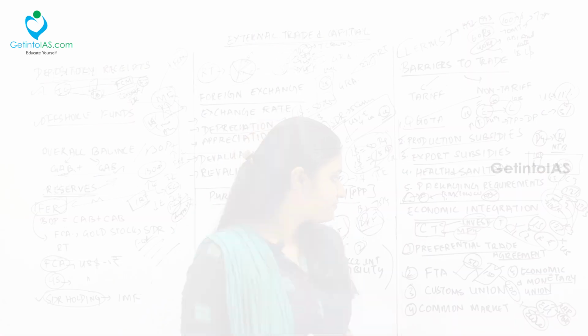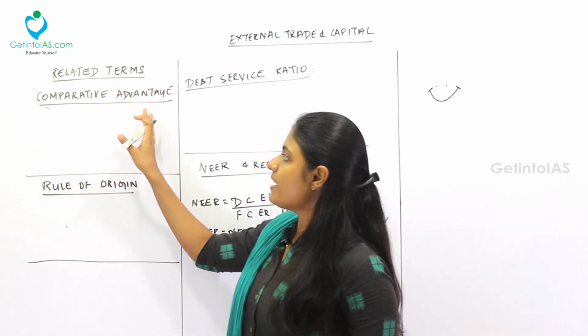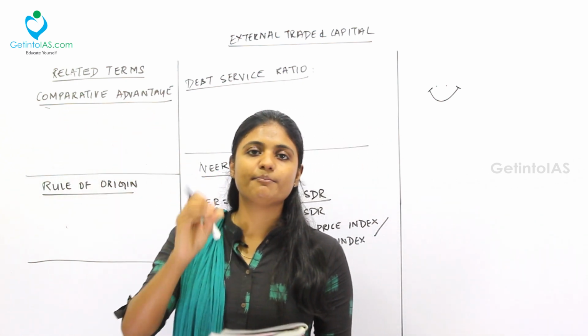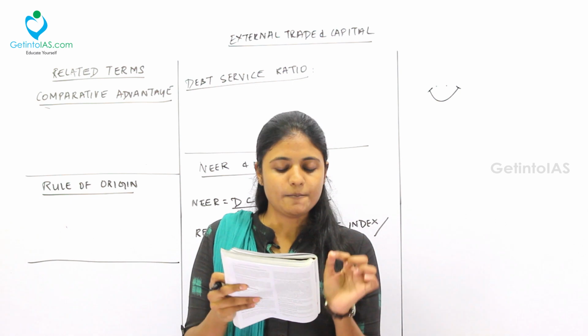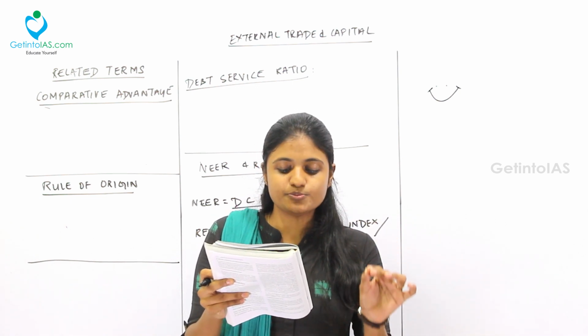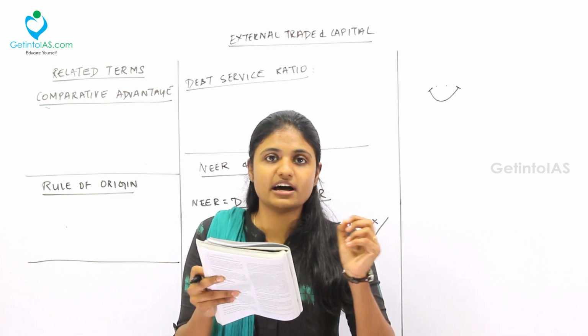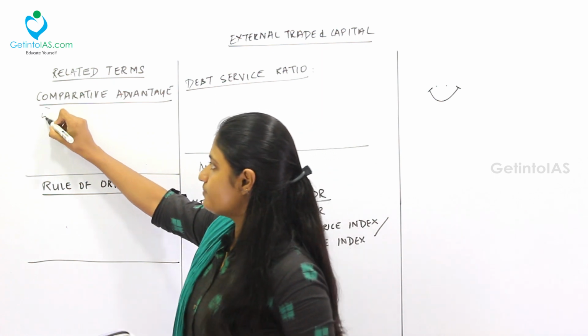and they'll have the same currency. Okay. So now coming to the related terms, under this the first subheading is comparative advantage. What is called comparative advantage? Comparative advantage theory says that the country has to produce and export the goods in which it has comparative advantage. For example, I'll give an example over here.